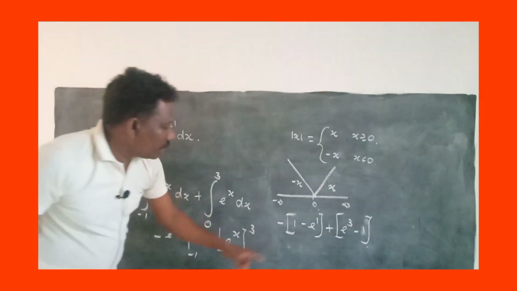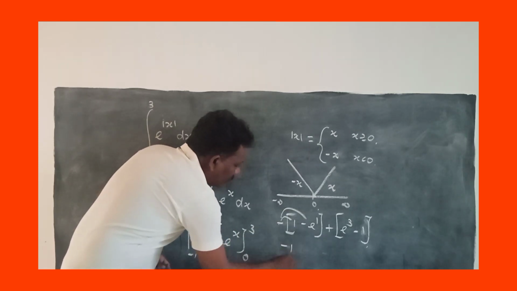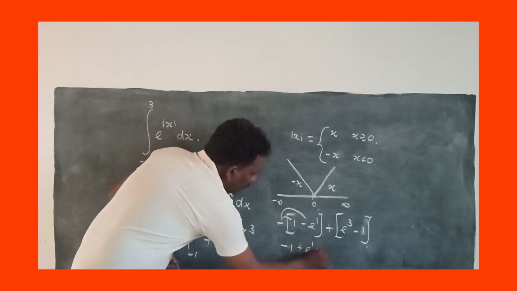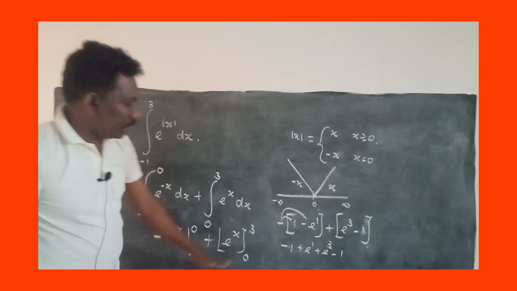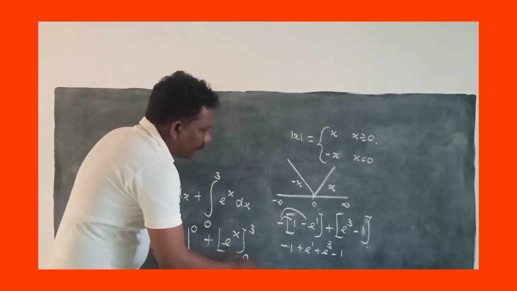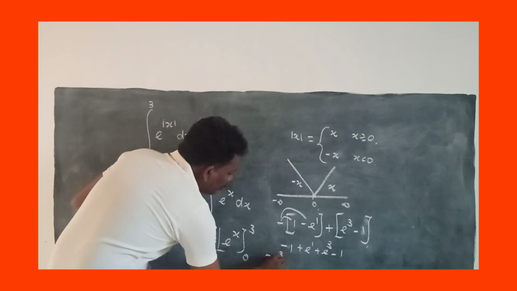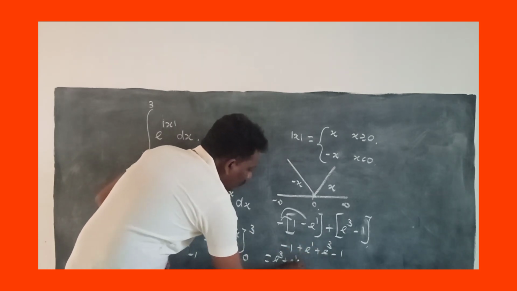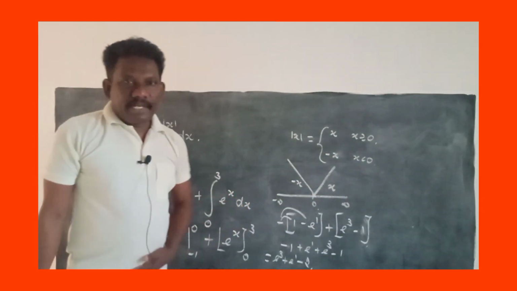Now we distribute the negative inside. Minus 1 minus positive exponential raised to the power 1, plus exponential raised to the power 3, and we have minus 1. So now we can conclude. What is our integral? It is exponential raised to the power 3 plus exponential raised to the power 1, minus 1 minus 1, so we have minus 2. This is our integral.